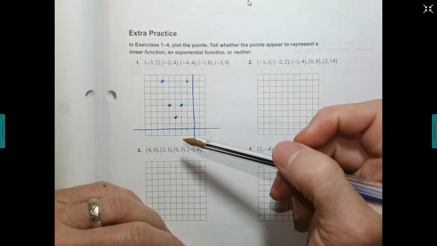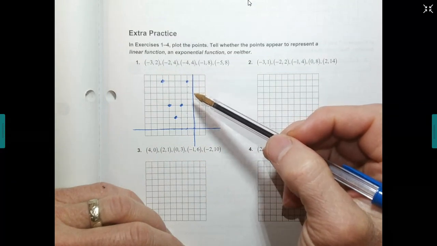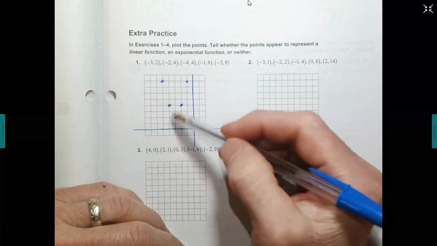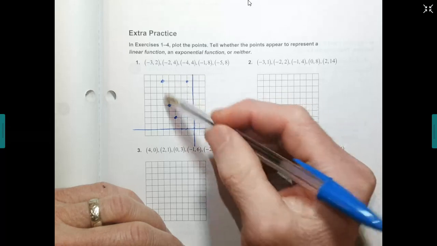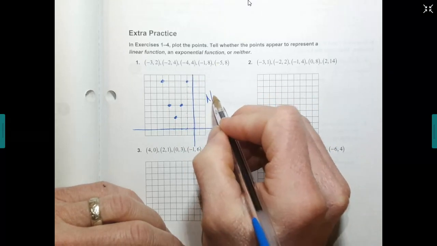What do we got here? Linear function? Definitely not. Exponential function? Actually, not quite. We actually have a parabola, which we'll get into later. So that would be neither.